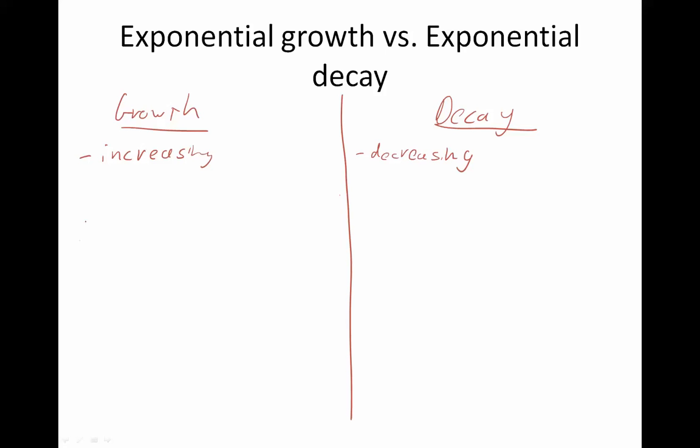Both of them have the same formula, which I'm going to write here in the middle. Y equals a times b to the x, right? I'm writing that in the middle because it's shared by both of them. It's the same formula. The a value still equals the starting value, and the b value still represents the growth rate.